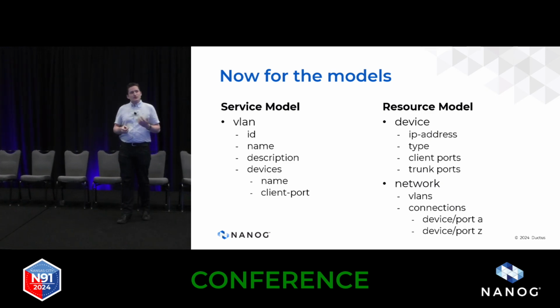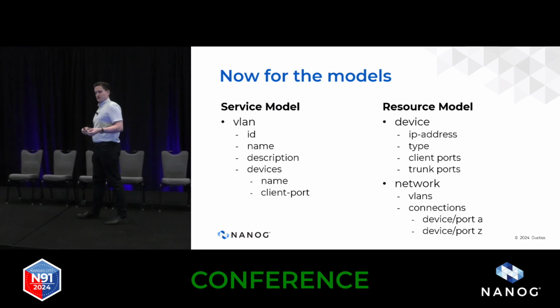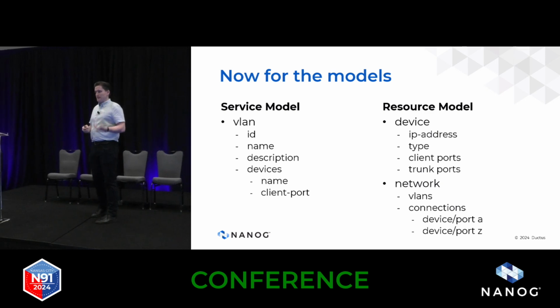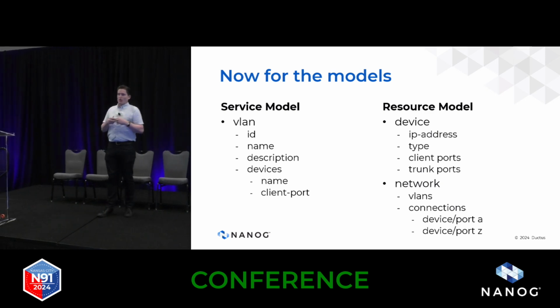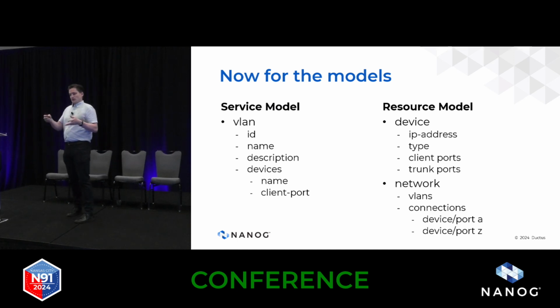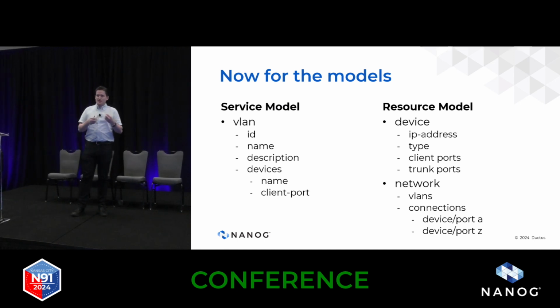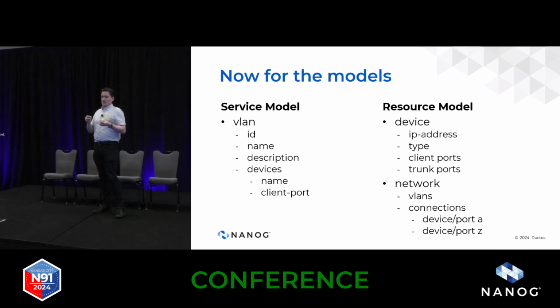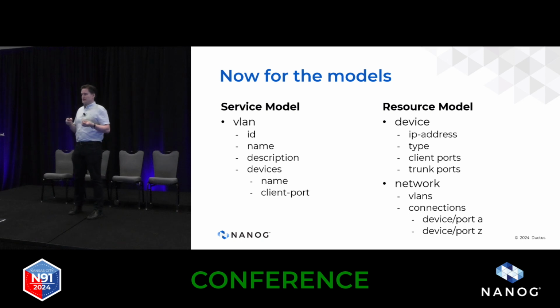And much of this information doesn't change VLAN to VLAN. For example, we have each of the devices that's involved, what their IP addresses are, what type of devices they are, all their client ports, all their trunk ports. And then we can have a network model that stores the existing VLAN, stores connections between the devices. What are the physical connections that exist between the devices?